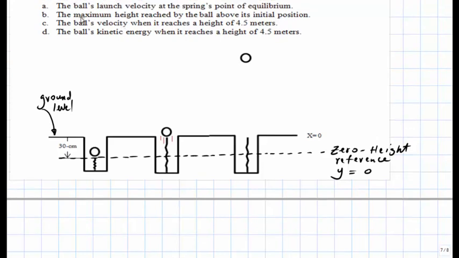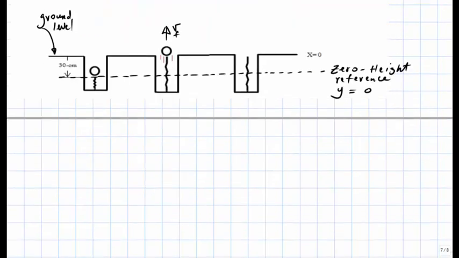As I noted, we would like to determine the ball's launch velocity at the spring's point of equilibrium. That launch velocity is represented in this portion of our diagram, and we will represent the velocity with an arrow, and we will label it as V final. We must now consider whether the conservation of energy theorem is applicable to this problem. And in order to make that determination, we have to determine whether this problem is conservative or not. So let's address this question. Is this problem conservative?